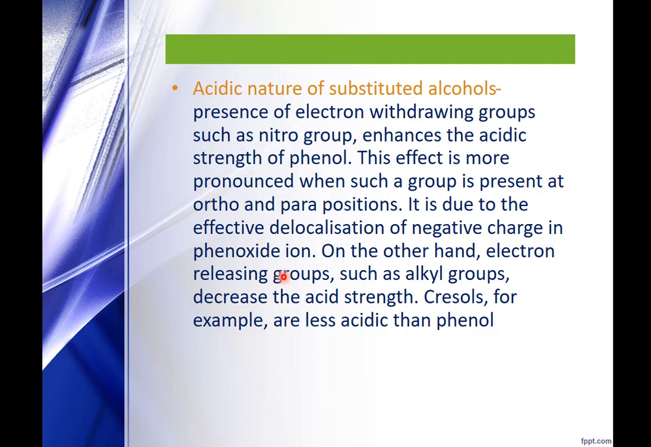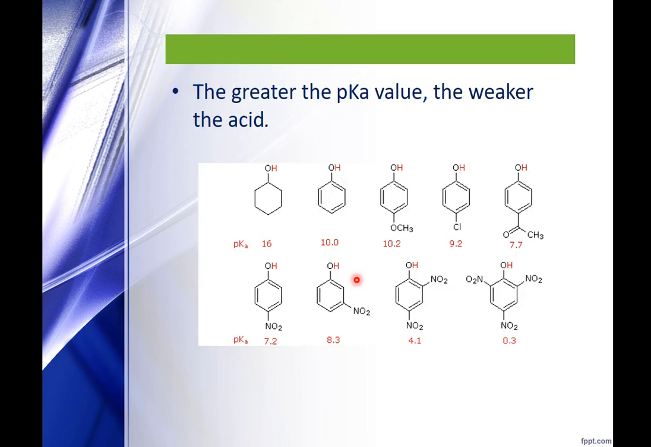On the other hand, electron releasing groups decrease the acidic strength. You can compare here the acidic nature of different types of phenols from their pKa value. Greater the pKa value, weaker will be the acid. So this is cyclohexanol. You can see here phenol. This is methoxyphenol. So methoxyphenol is electron releasing in nature. So electron releasing group decreases the acidic strength.